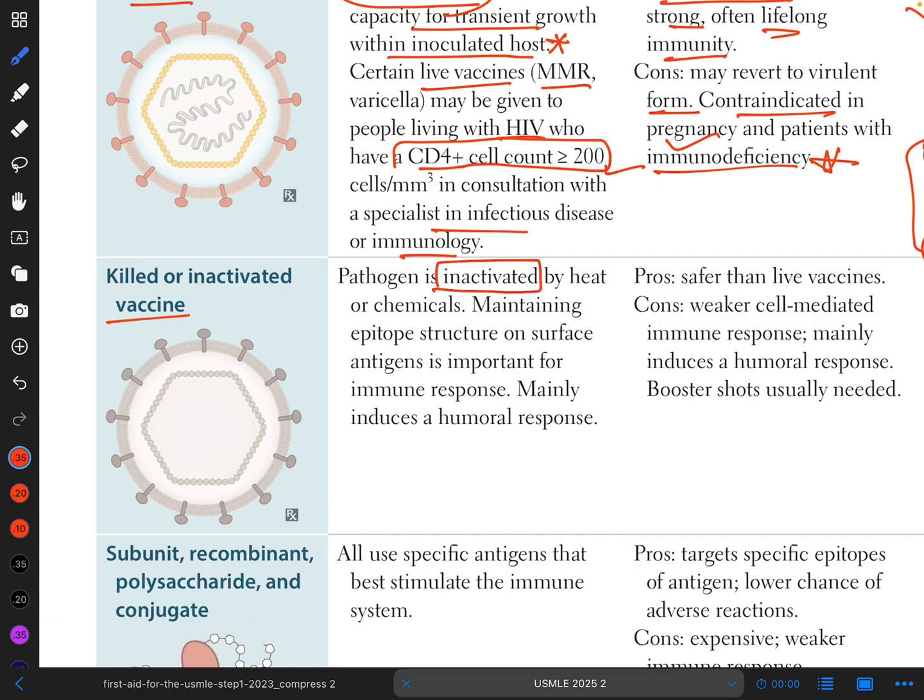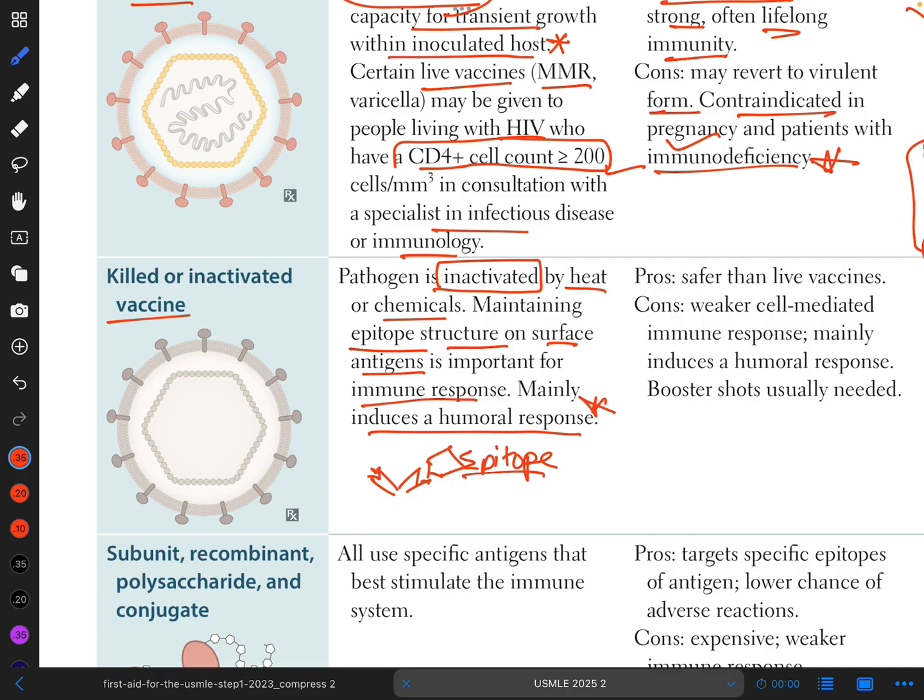The pathogen is inactivated by heat or chemicals. Maintaining the epitope structure on the surface antigen is important for the immune response, which mainly induces humoral immunity. If you remember the structure of the antibody, there was one diagram. It's like this: there was the antigen binding site, and there was one structure binding in the diagram, and they mentioned the epitope. The epitope is a structure for the recognition of the microorganism that is present, and it is mostly used to recognize a microorganism. That is the epitope.